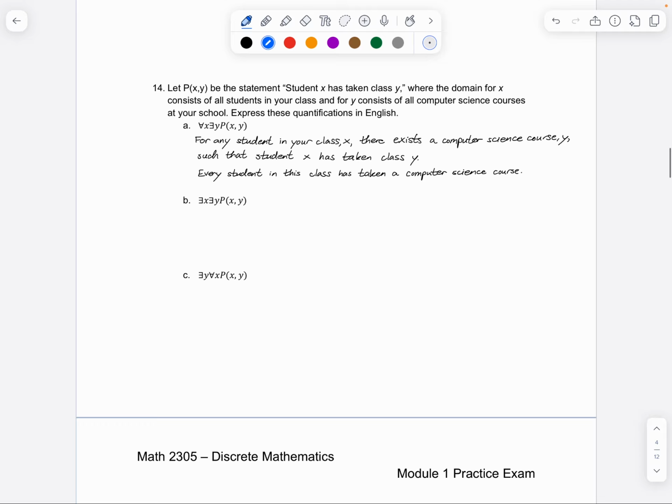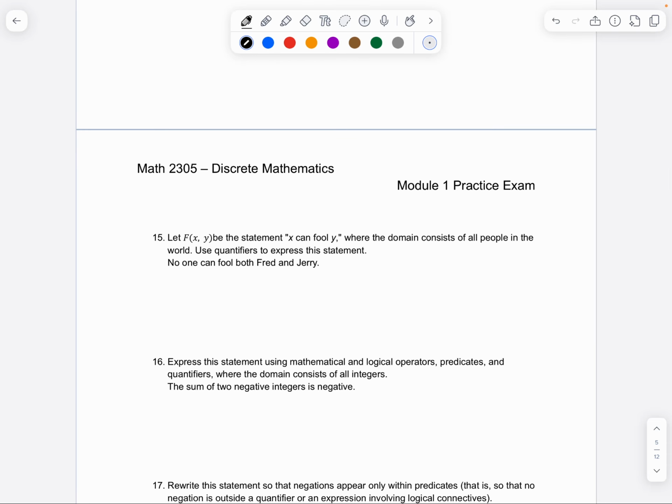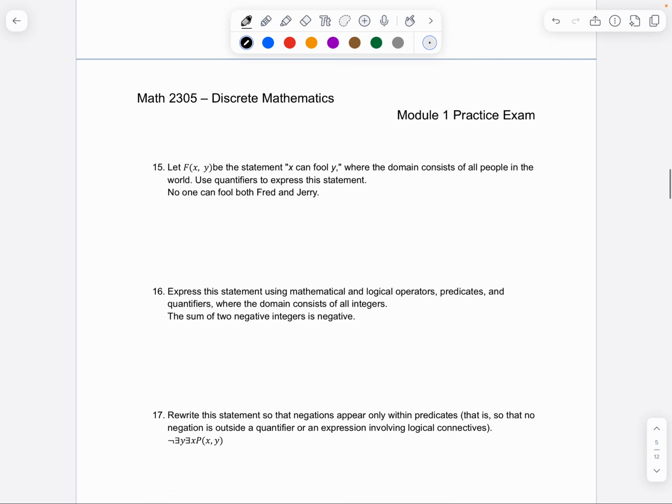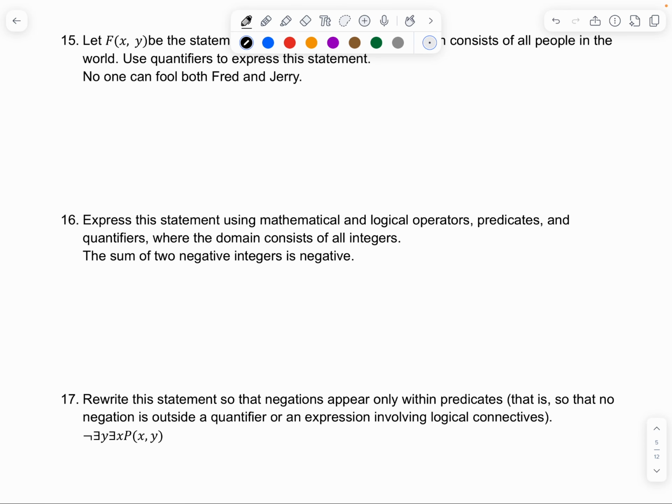B and C are very similar. I've posted the answer keys so you can check with those. Okay, I'll do 16.